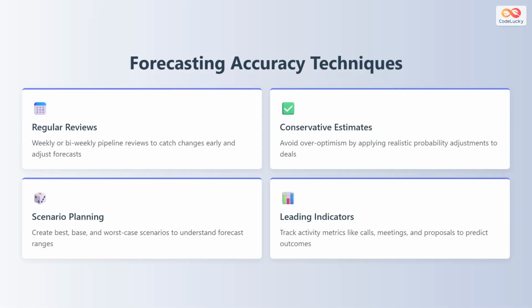Improve your forecasting accuracy through 4 proven techniques. First, conduct regular reviews. Set a cadence of weekly or bi-weekly pipeline reviews where the team discusses changes and adjusts forecasts. Second, use conservative estimates. Avoid over-optimism by being realistic about probabilities. Third, build scenario plans. Create best case, base case, and worst case scenarios to understand your range of possible outcomes. Fourth, track leading indicators. Monitor activity metrics like calls, meetings, and proposals sent. These activities are predictive of future closes. If activity drops, problems usually follow.